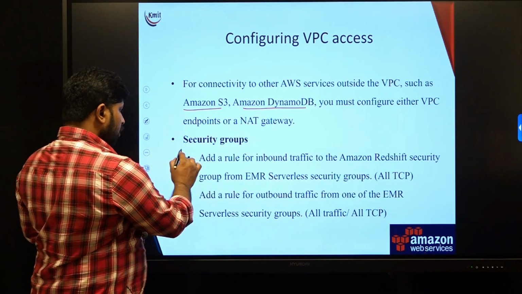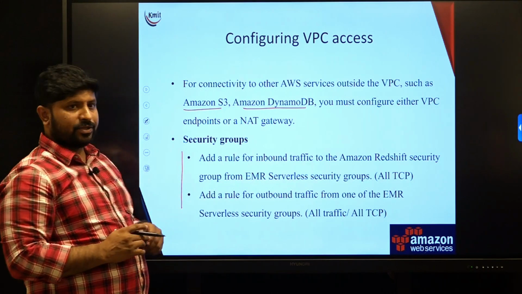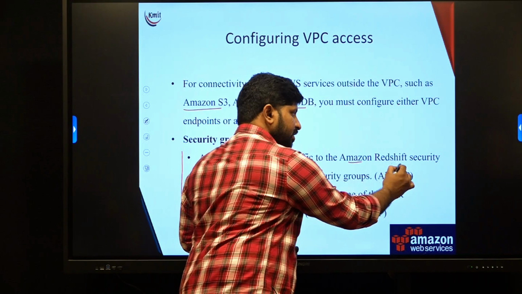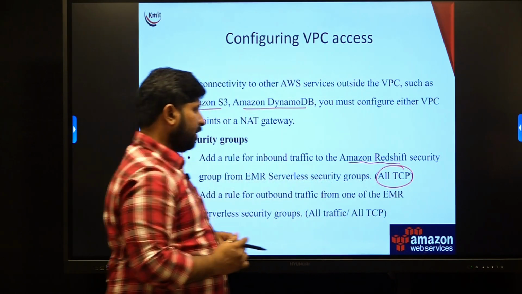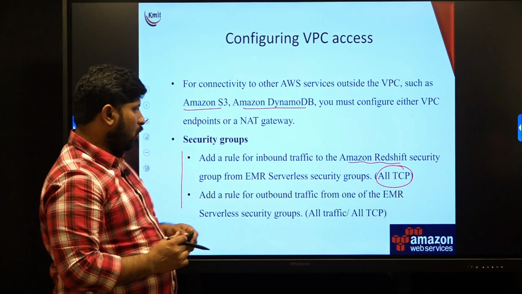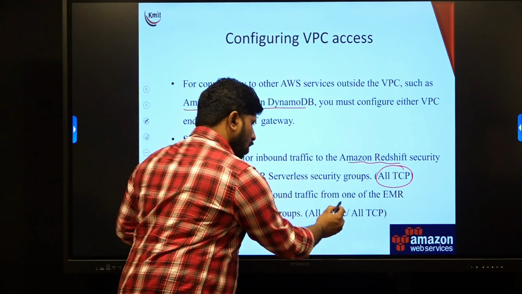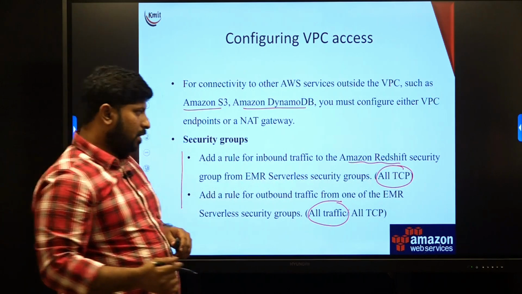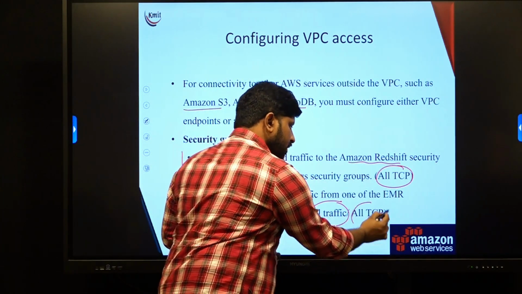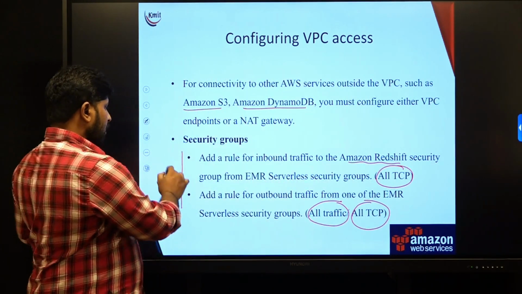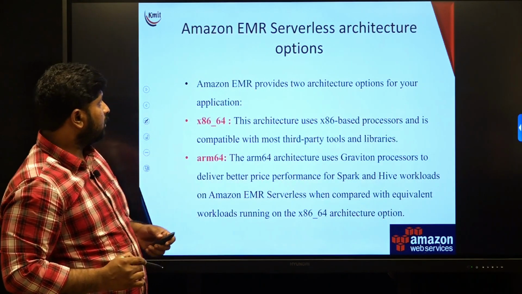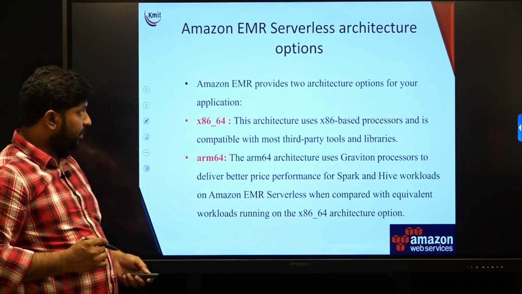And one more thing, security groups you need to manage. For inbound rules, if it is a Redshift, then provide all TCP as an inbound rule. And coming to the outbound rule, it might be all traffic, or else if you don't want, you can go with all TCP also, adding the security group. This is how we can configure our VPC.